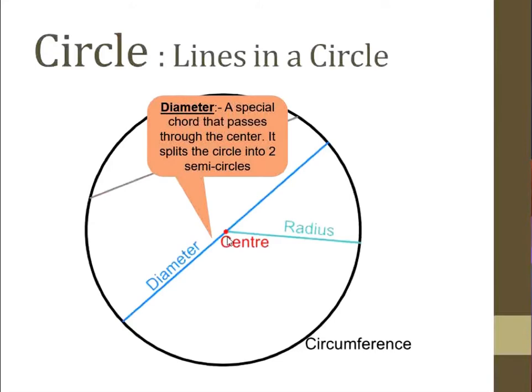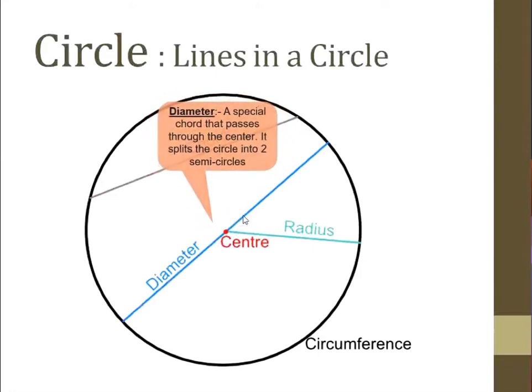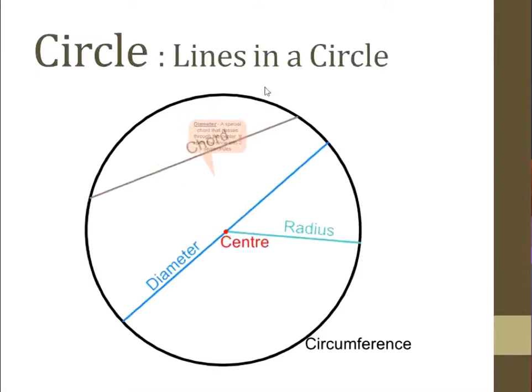In actual fact, if somebody says that a diameter is a chord, that will be a fact. But for the reasons that it passes through the center and it is the longest chord that can be drawn inside the circle, we give it a special name called the diameter. So the diameter basically splits the circle into two equal halves, and we call these semicircles.